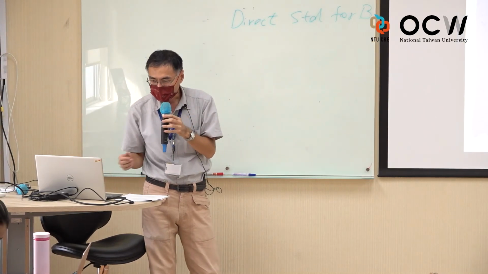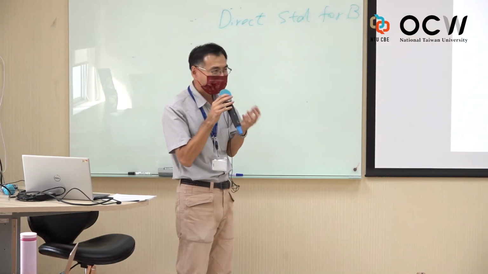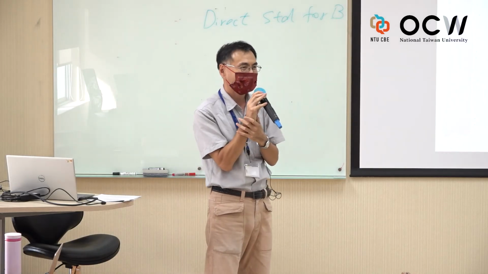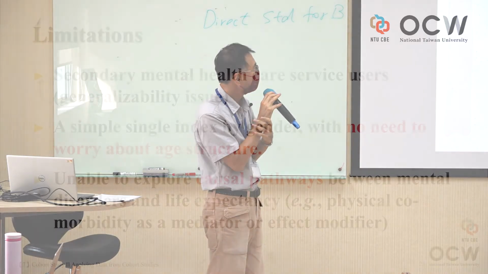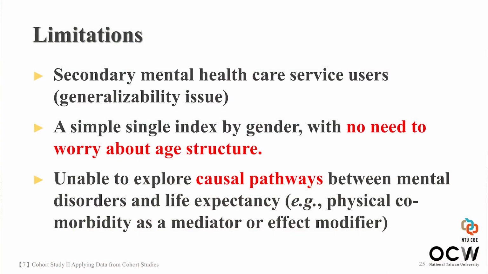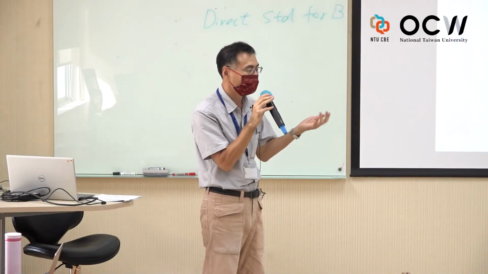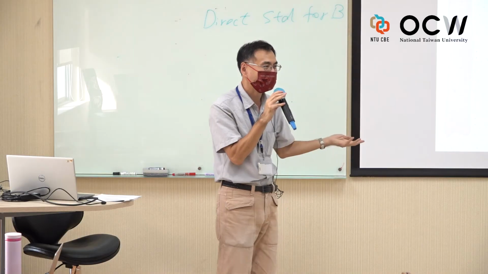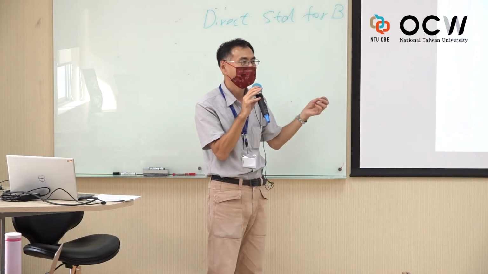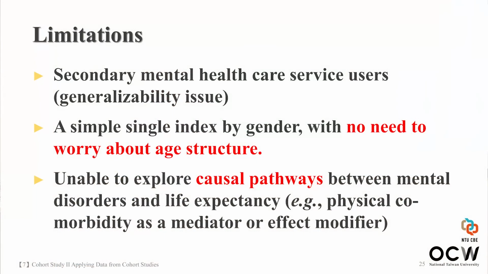Okay, of course, there are some limitations. Because our study is a group of people with severe mental illness in London, so it's secondary care healthcare service users only. So we cannot generalize the information to the other populations in other countries, even if they have the same mental illness. And it's a simple single index by gender.